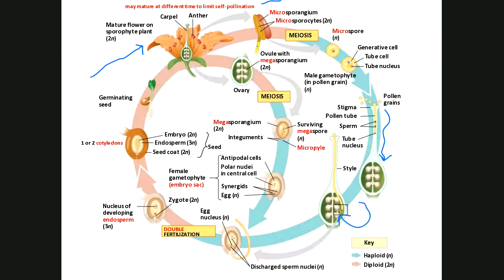It enters through a little tiny hole that's called a micropyle. Now there are two sperm. We're going to return to that in just a second, why there are two sperm, but I want to go over to the female part now.